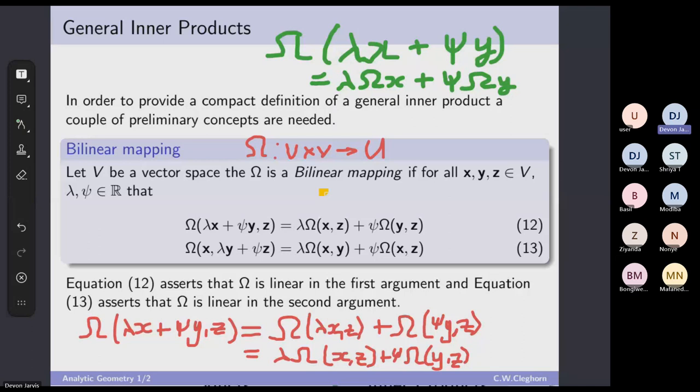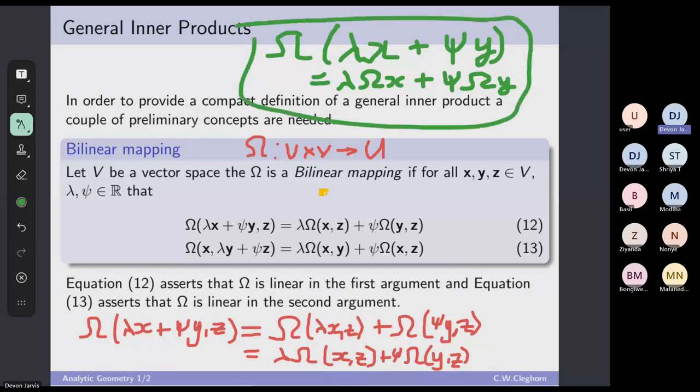So we're now going to define the general notion of an inner product. And in order to provide a compact definition of this, there are a couple more preliminary definitions we need. The first is the notion of a bilinear mapping. This is just an extension of what we covered last week, which is the linear mapping. I've written that at the top there.